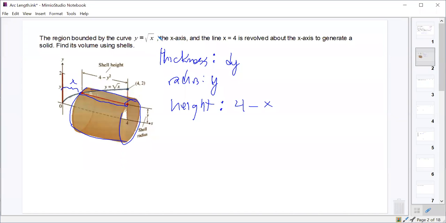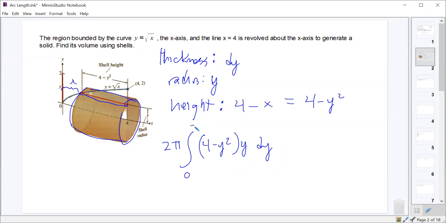And then we have to write our function, y equals root x. We have to solve that for x to figure out what that is in terms of y. They've already done that for us. So that gives us a height of 4 minus y squared for the height of any of these cylindrical shells. So our formula just becomes 2 pi times our 4 minus y squared times our y times our thickness dy, and we integrate it from the lower limit in terms of y, that's 0, to our upper limit, which is 2.